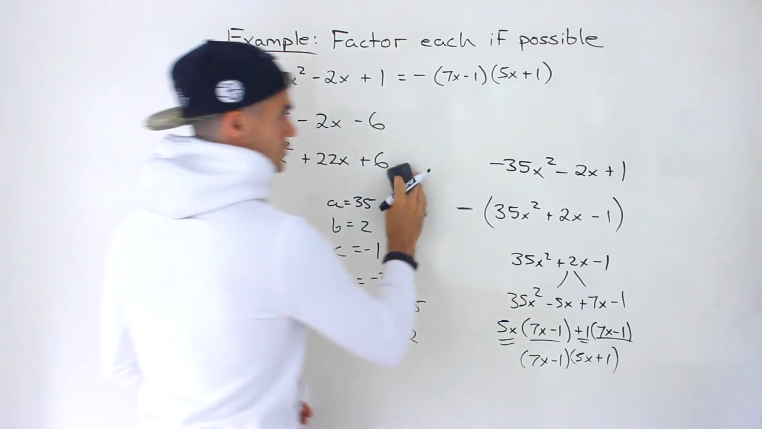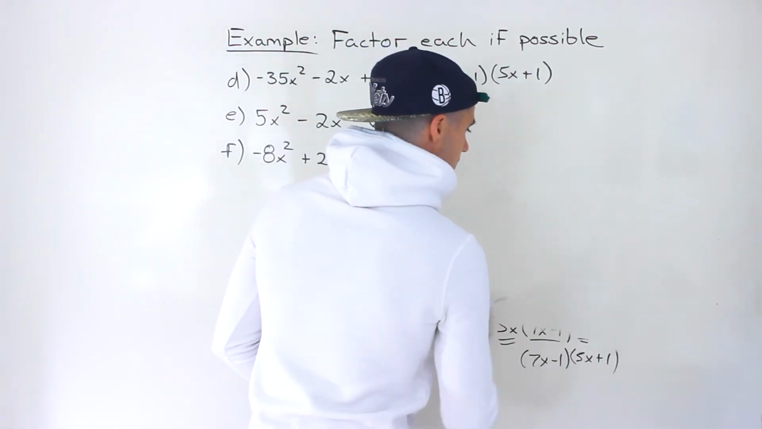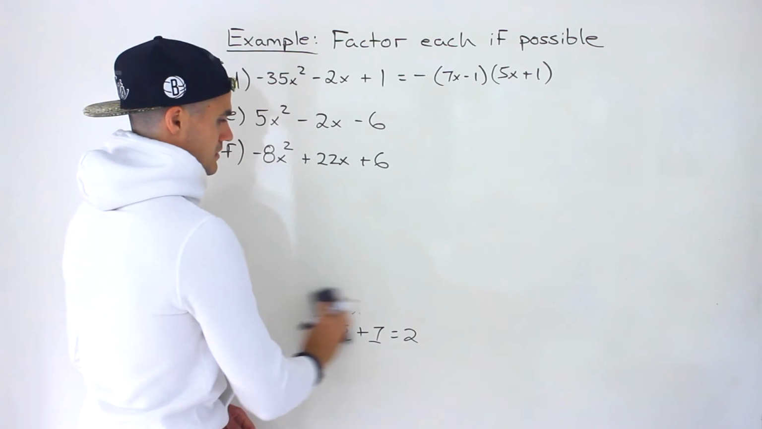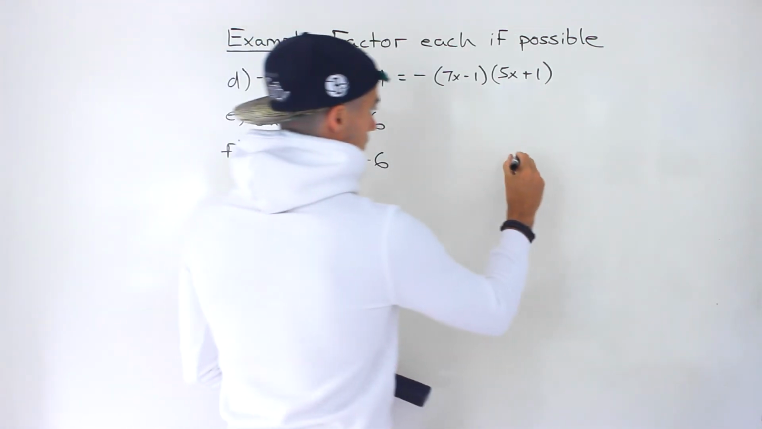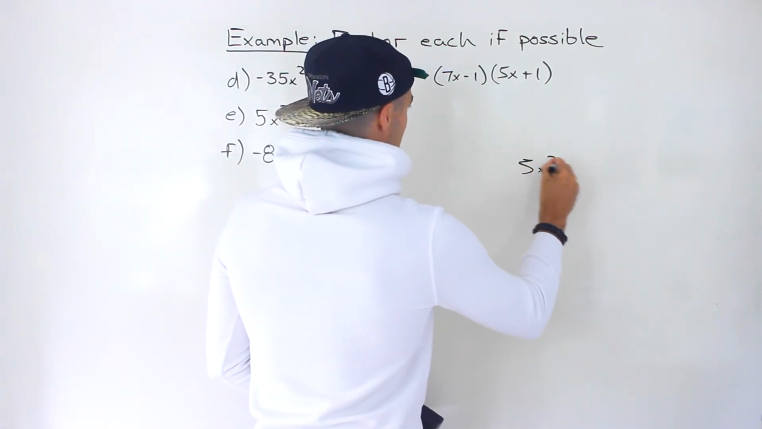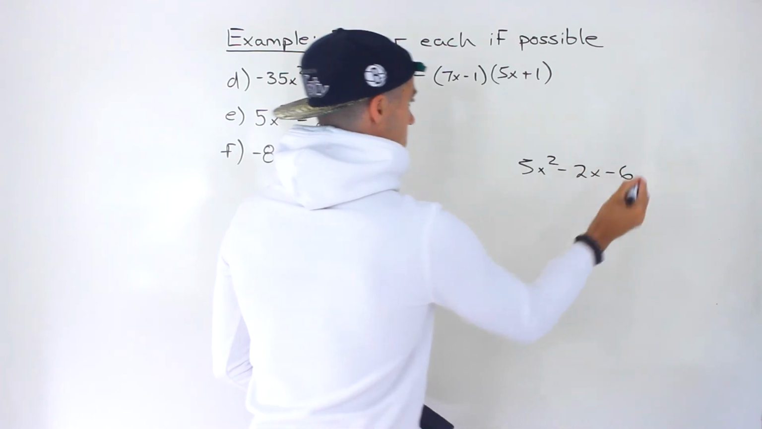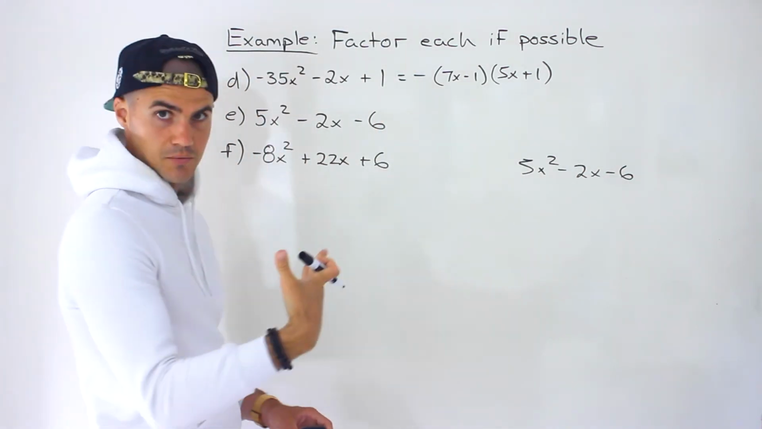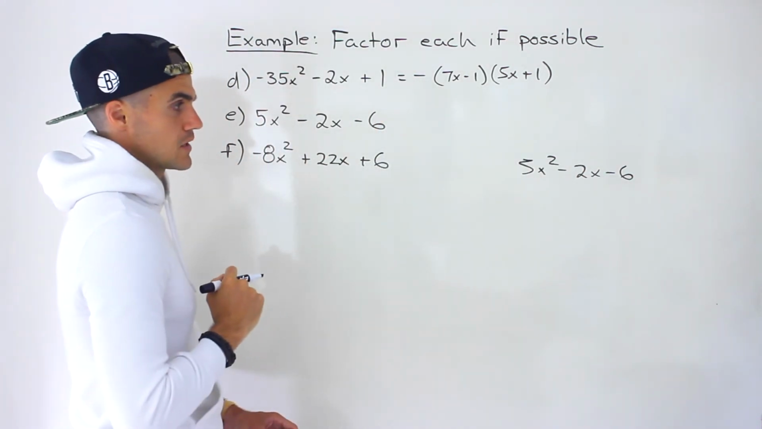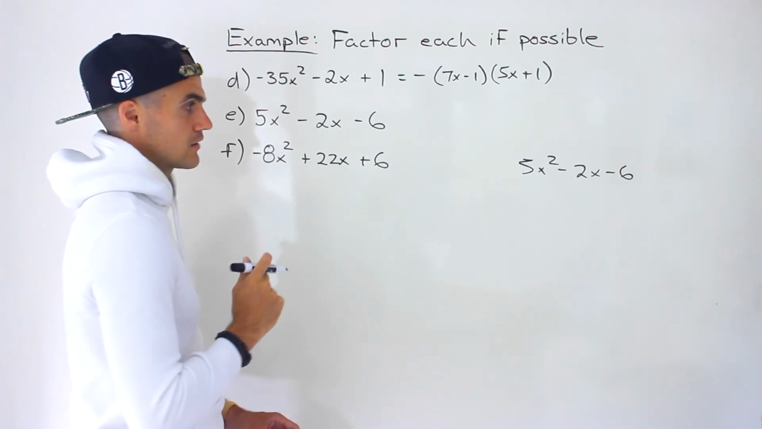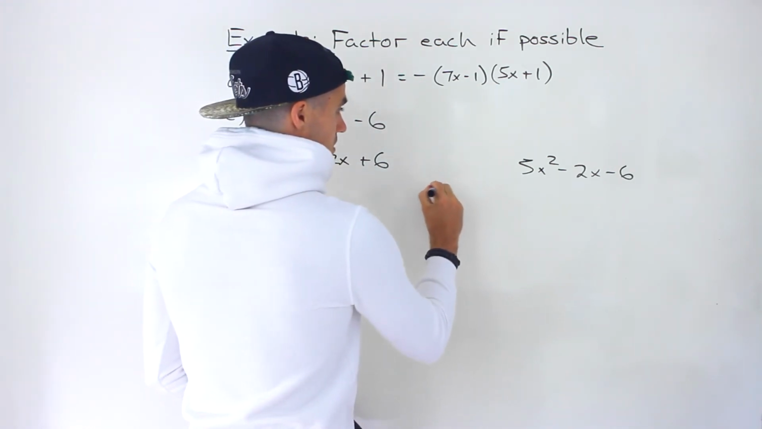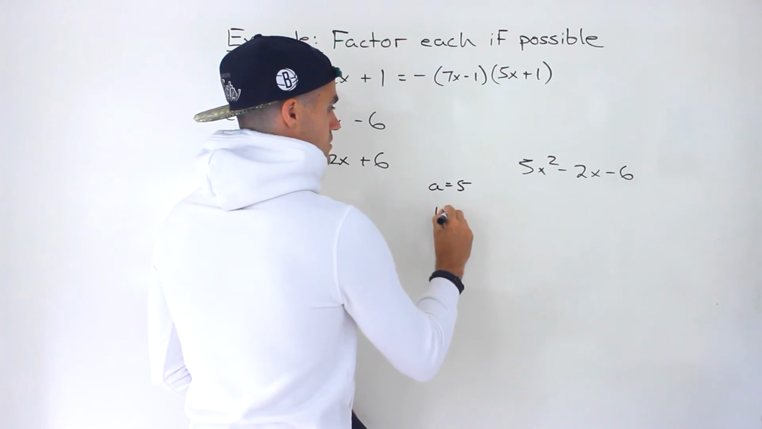Okay, moving on to part E, we got 5x squared minus 2x minus 6, like that. First thing we check, greatest common factor. Notice we can't take out any greatest common factor in this case. So let's see if decomposition works.